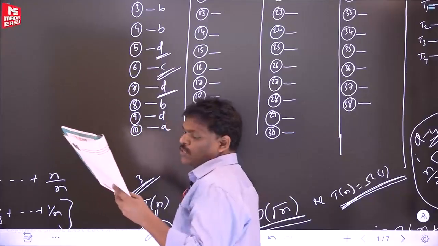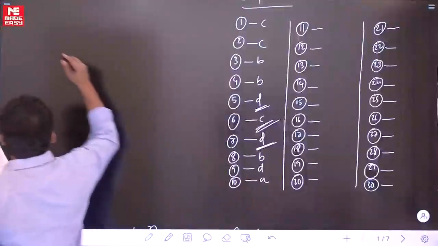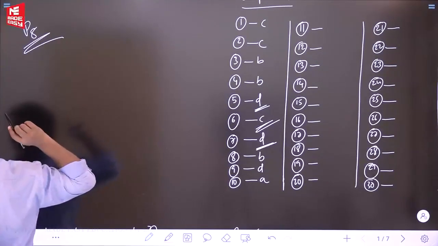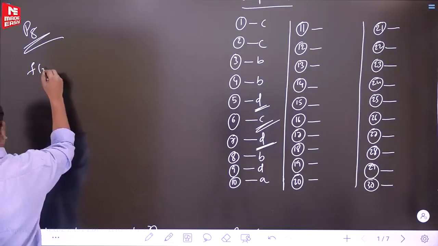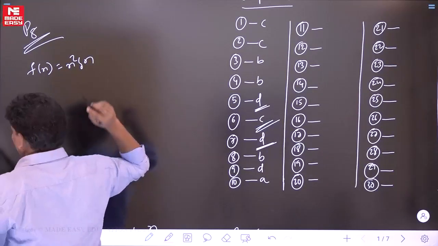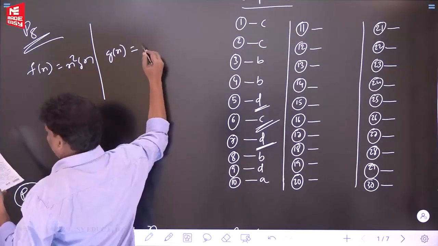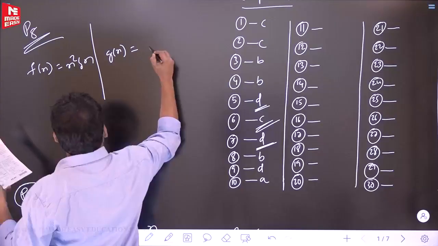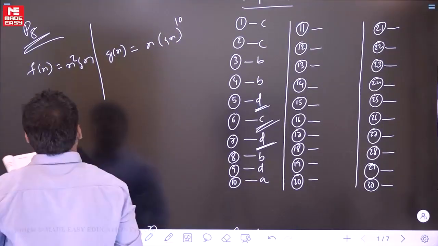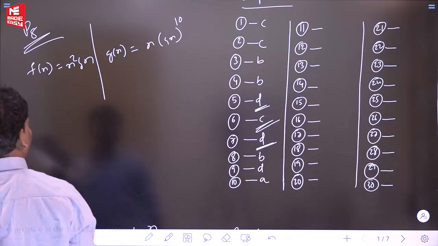Right. Go to question number 8. Let me write it here. Problem number 8, or question number 8, whatever it is. If you see problem number 8, f of n is n square log n. And g of n is going to be, right, n log n whole power 10.